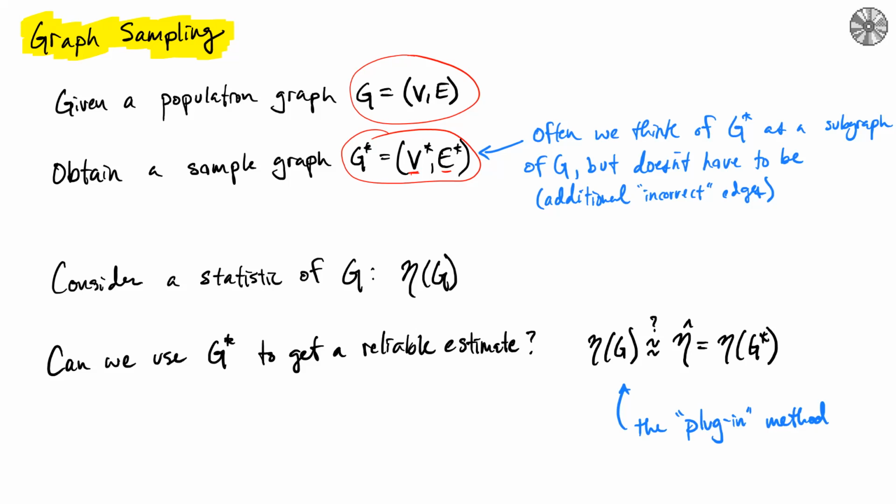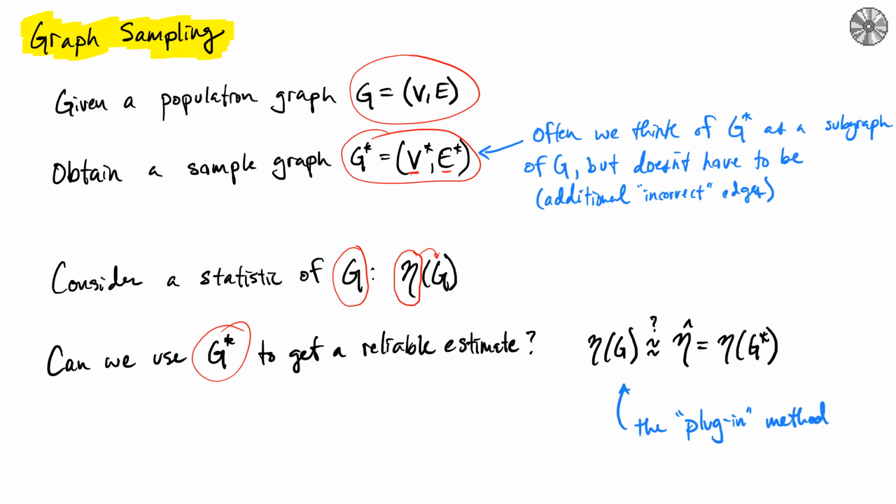In particular, the thing that we're going to look at today is quantifying a statistic of the original population graph G. And this could be as easy as average degree. It could be diameter. It could be any number of the statistics that we've decided to study about this graph, anything that we've learned in this class. And so we'll use this Greek letter eta to denote this statistic of the graph G. And so the question is, if all we have is this sample graph G star, can we rely on it to give us an estimate that we can trust?